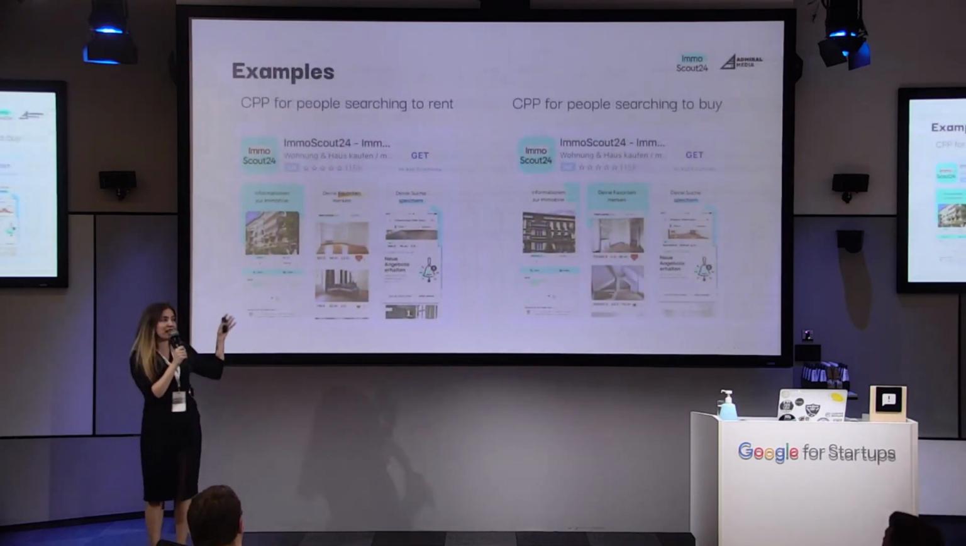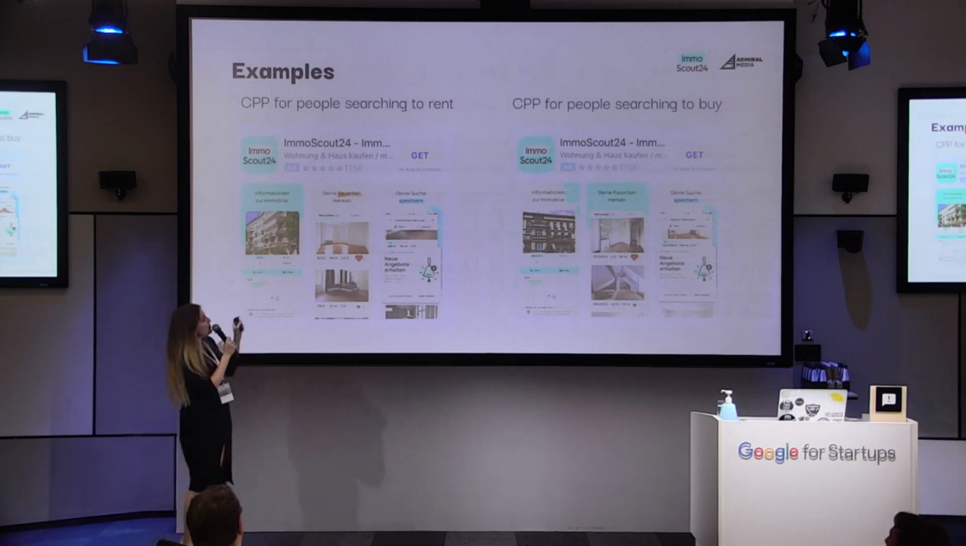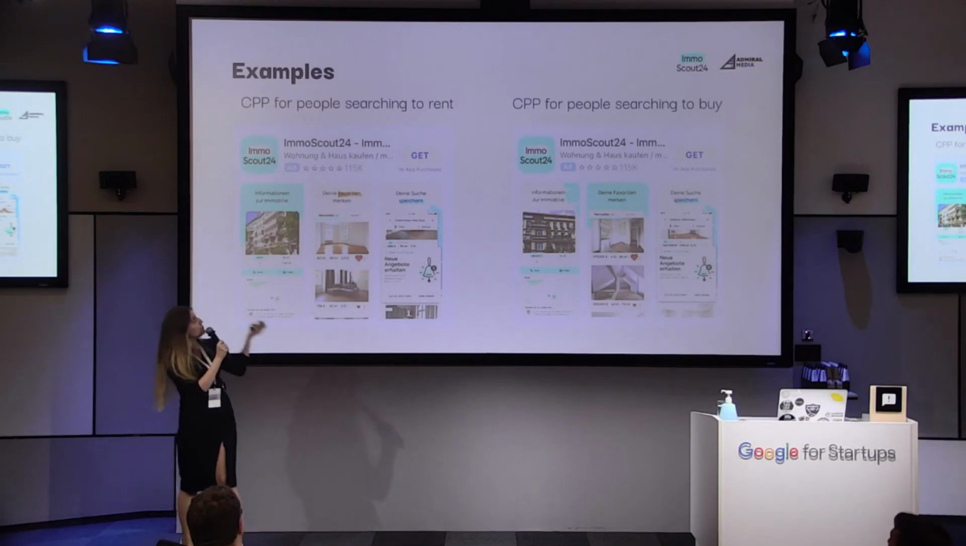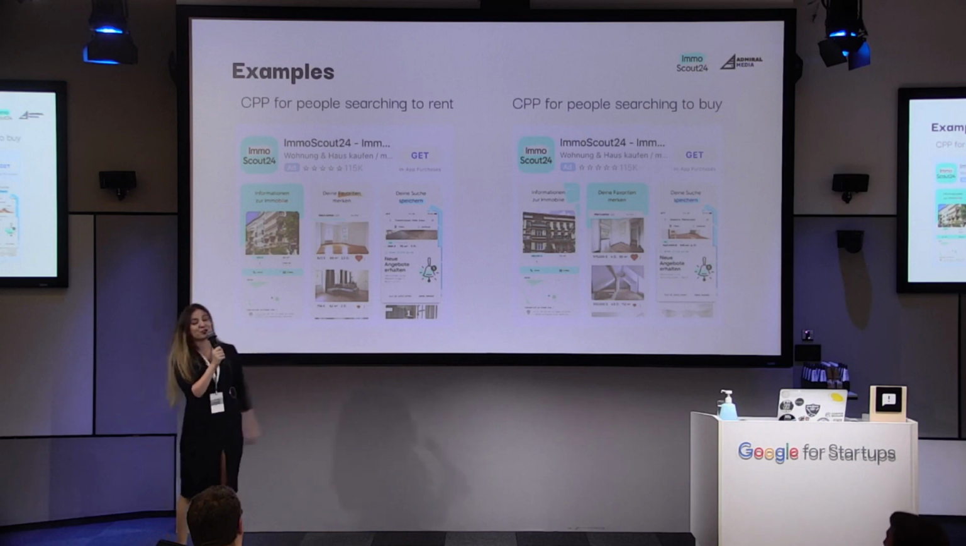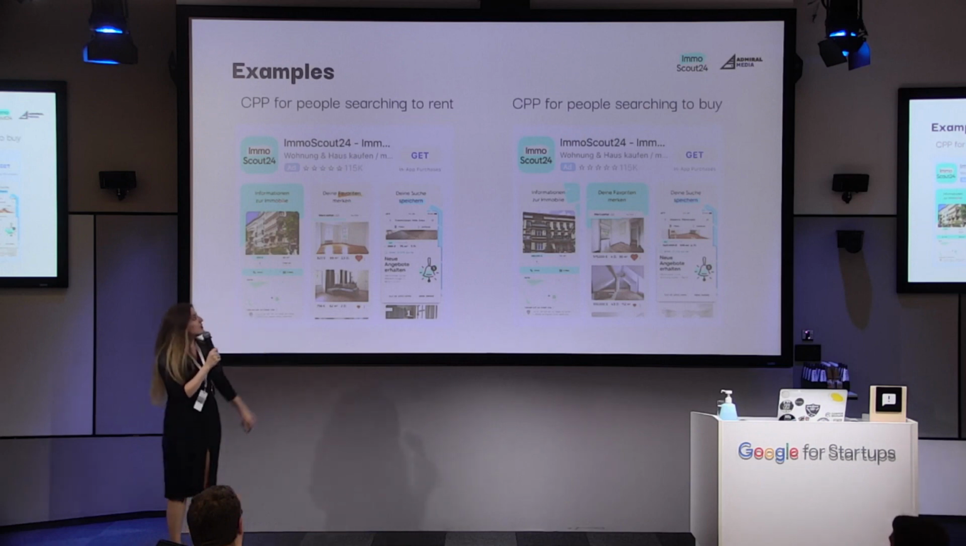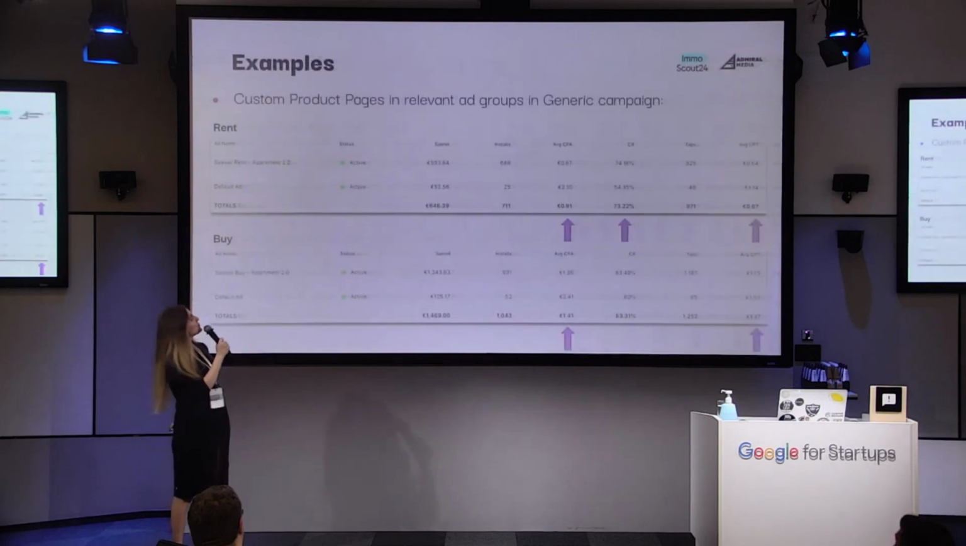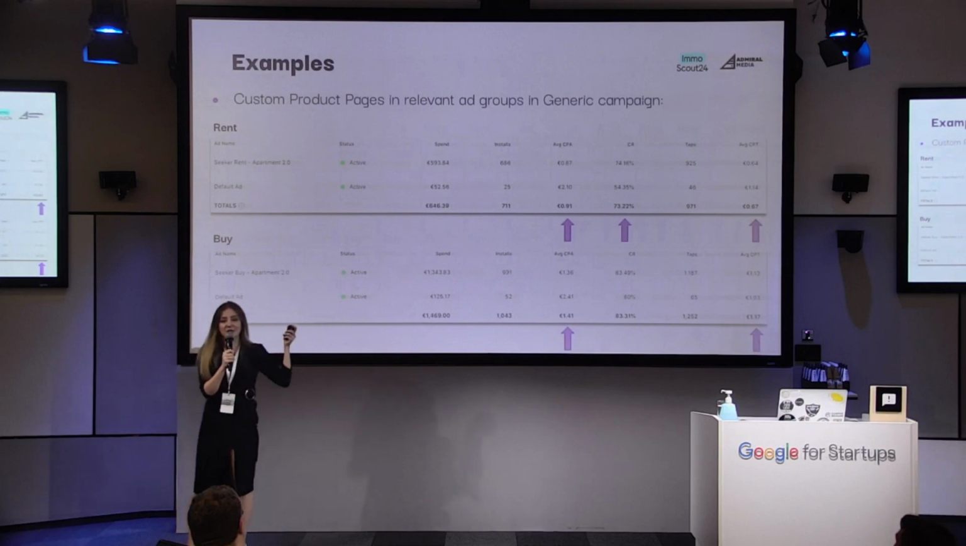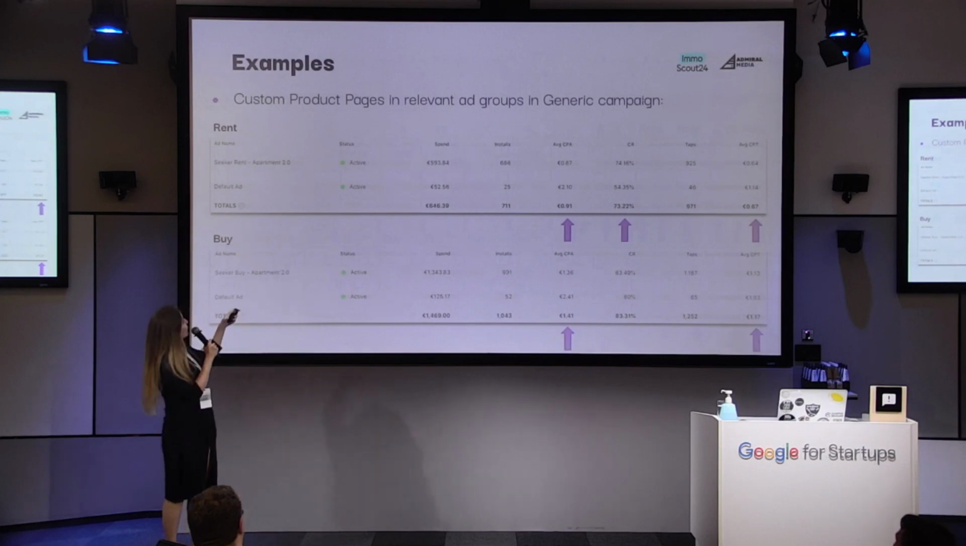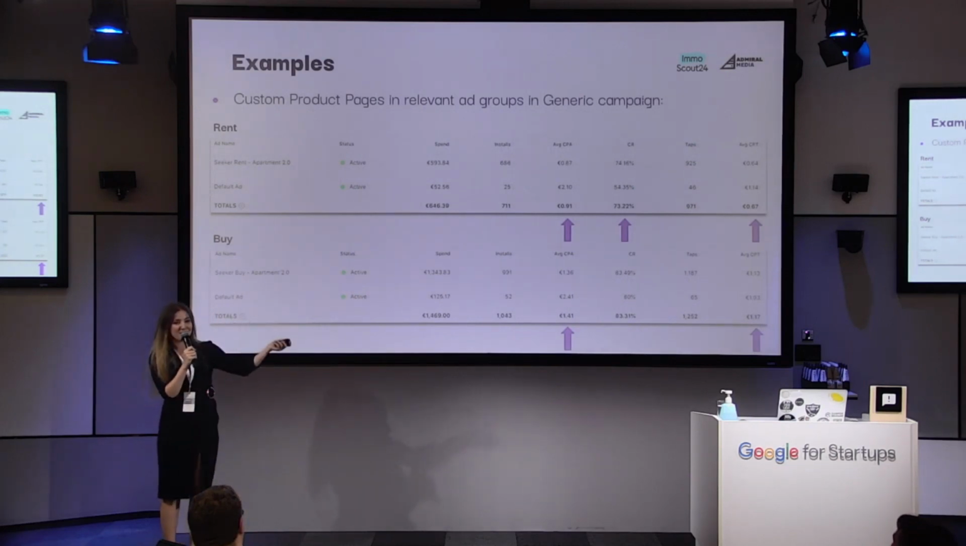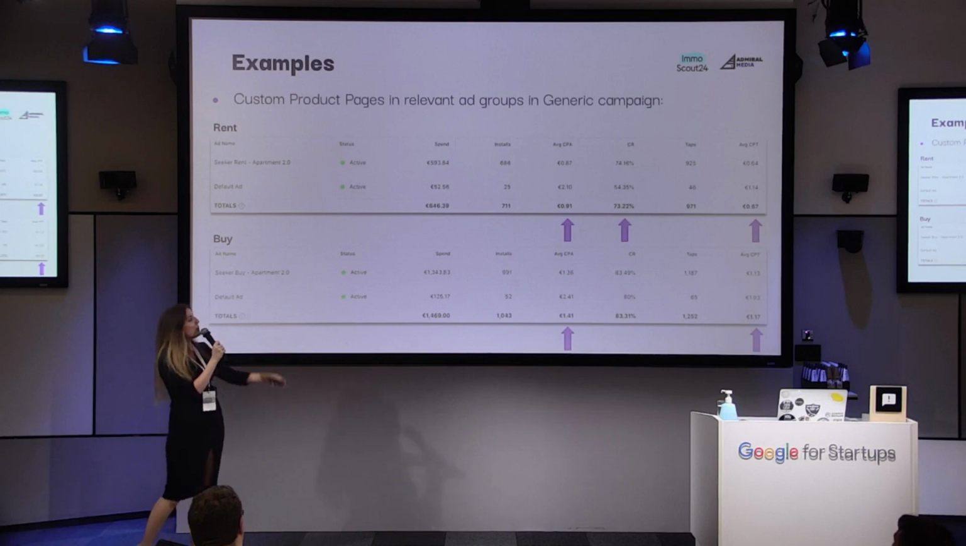And now let's move to an example of a German real estate app that we are currently promoting. You can see that we developed 2 custom product pages. The first one is for people searching to rent a property, and the second one is for people searching to buy one. We developed those 2 offerings with the relevant creatives for each audience, and we have tested them on Apple Search Ads. What you can see is the results of those 2 custom product pages, and they are beyond amazing. We are very happy and proud of them.